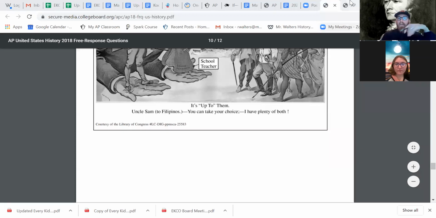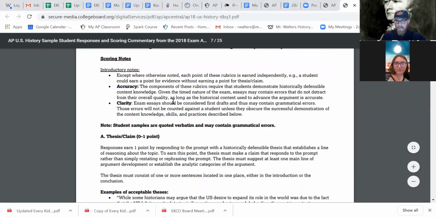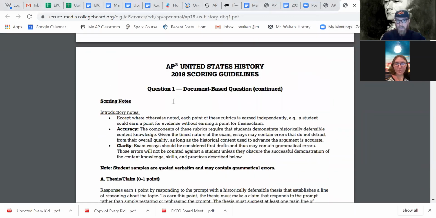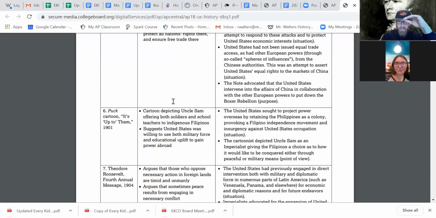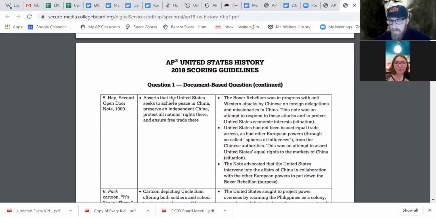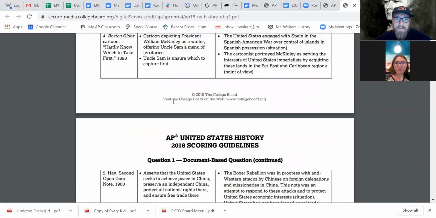So then the next thing I want us to do is take a look at how some students answered this question. First of all, College Board does this after every exam. It takes a few months, but then they show you. They go, hey, here's how we scored this. Here's why we scored it this way. Here's some examples of good answers, and here's some bad answers.